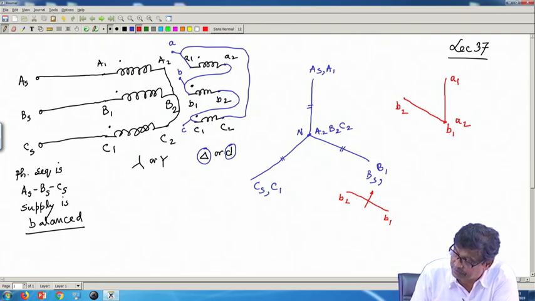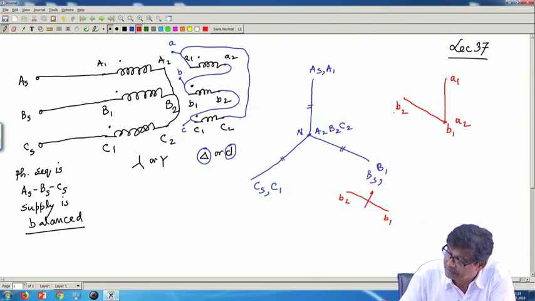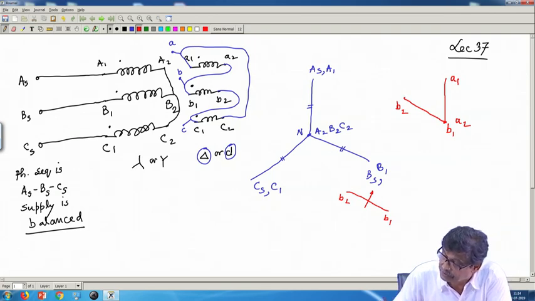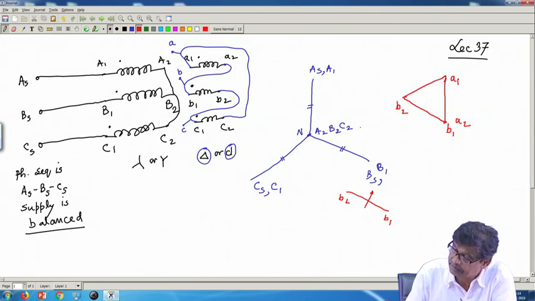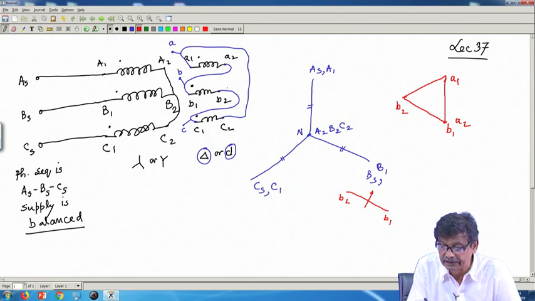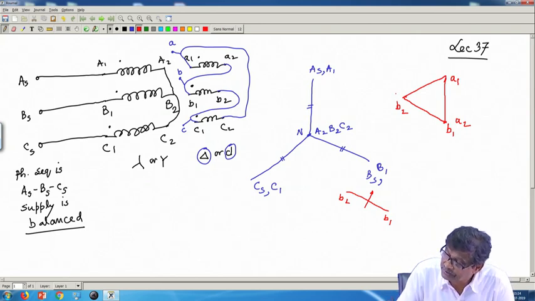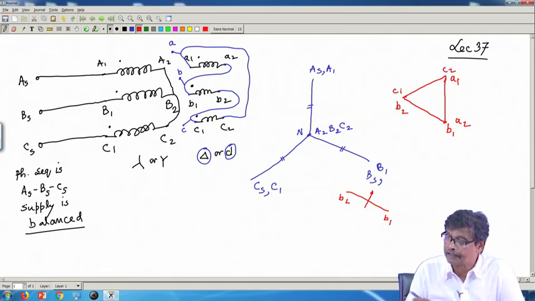Similarly, c1 c2, and C1 is joined with B2, therefore, this phasor should be parallelly shifted and it must be this, that is B2 is connected to C1. So, c1 c2, got the point, and this is absolutely fine.